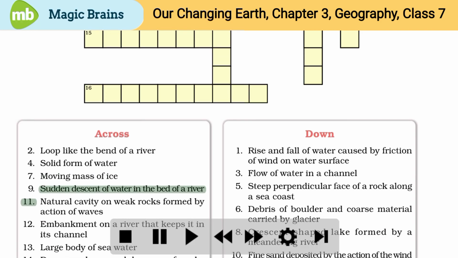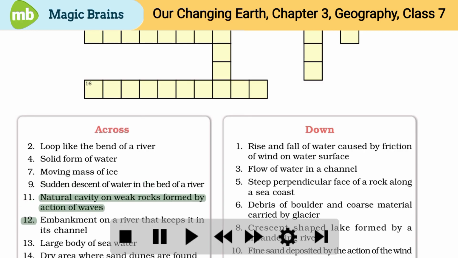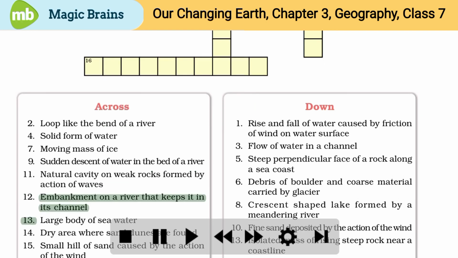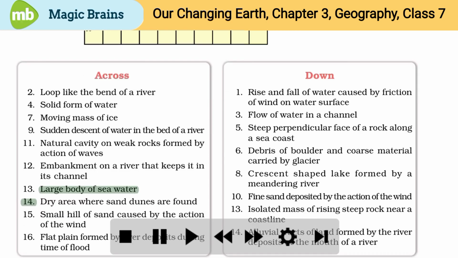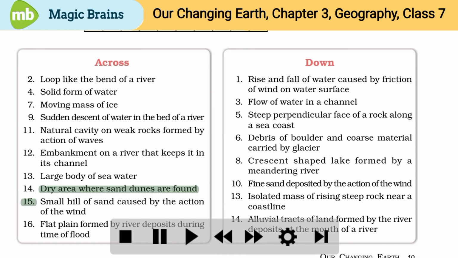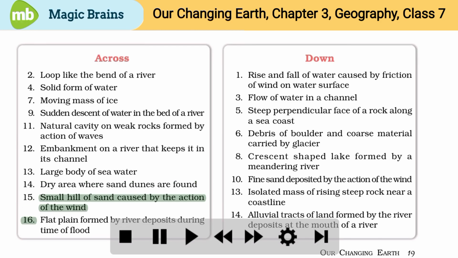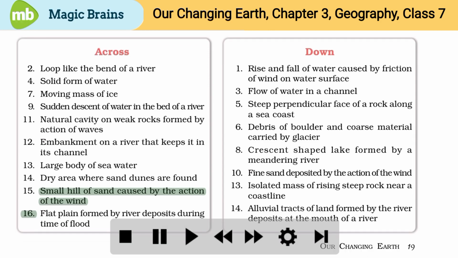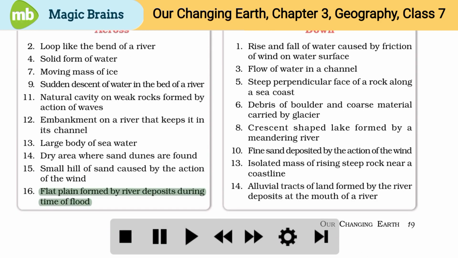9. Sudden descent of water in the bed of a river. 11. Natural cavity on weak rocks formed by action of waves. 12. Embankment on a river that keeps it in its channel. 13. Large body of sea water. 14. Dry area where sand dunes are found. 15. Small hill of sand caused by the action of the wind. 16. Flat plain formed by river deposits during time of flood.